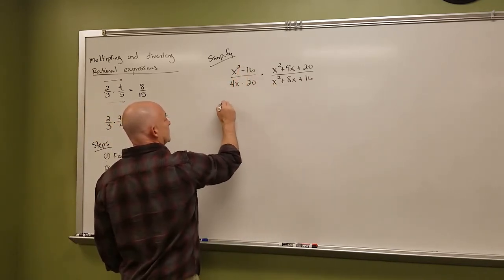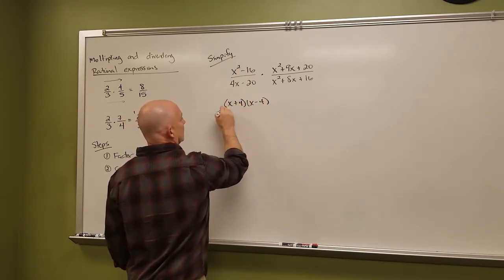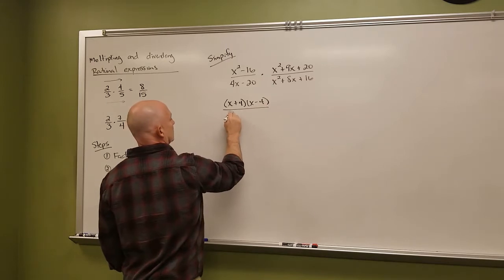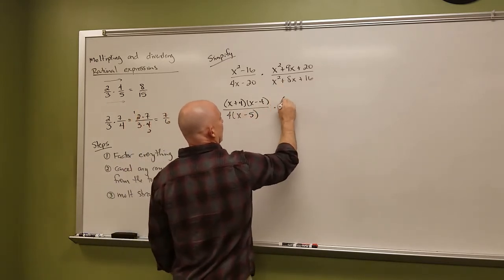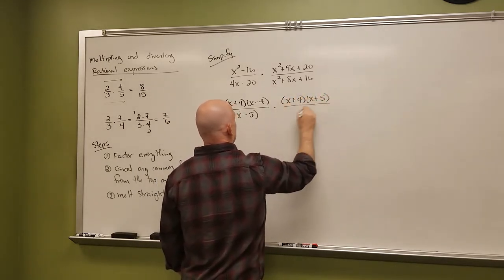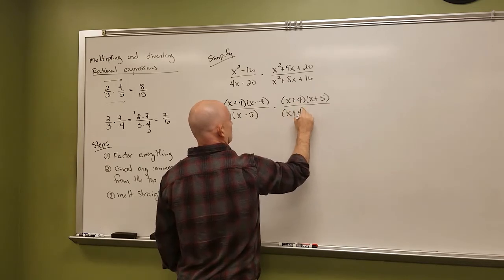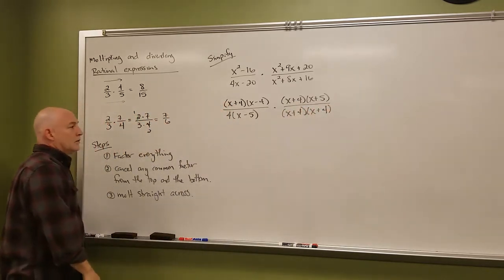The top here is just the difference of squares. That factors to x plus 4, x minus 4. This denominator here, if we factor out a 4, we're left with x minus 5. Up here, this factors to x plus 4, x plus 5. And this denominator factors to x plus 4 times x plus 4. All right, so we got a lot of different factors here.